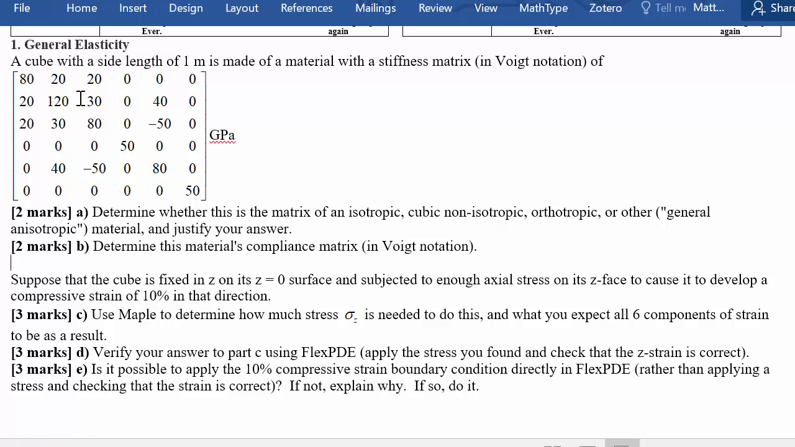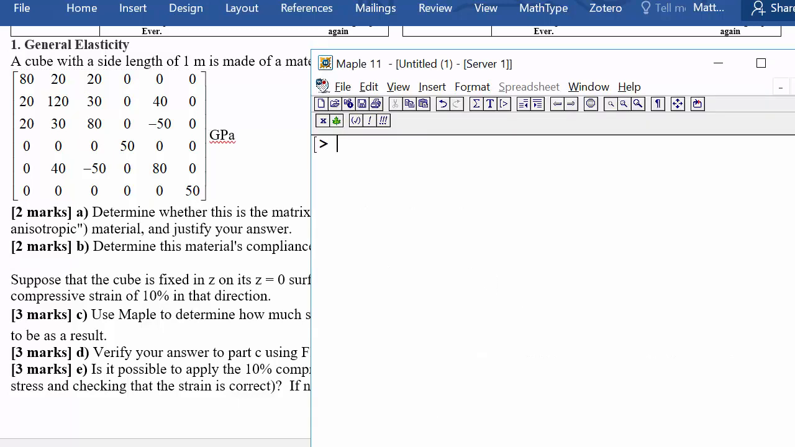And the compliance matrix is just the inverse of the stiffness matrix. So we can get our computer algebra system here and compute the inverse of this matrix. So this is the stiffness, so we're going to call that C.